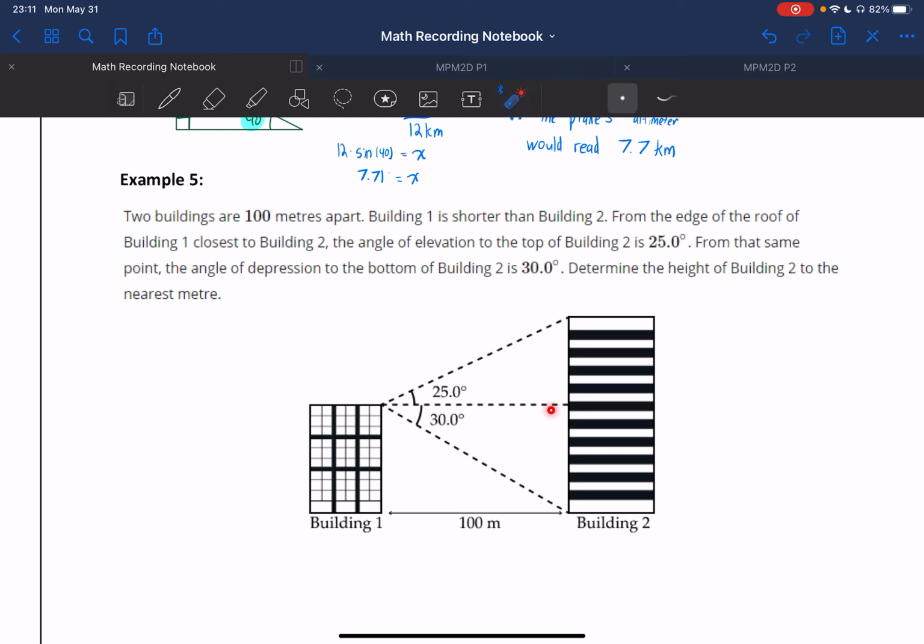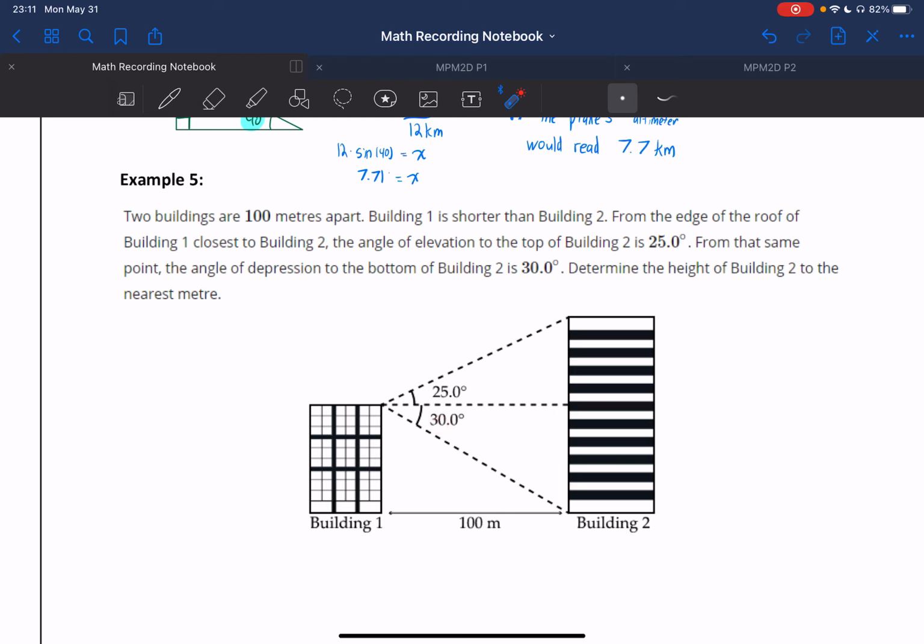so again, we have a horizon here, and then if we're looking up, that's the angle of elevation, is 25 degrees. From that same point, the angle of depression, so looking down to the bottom of building 2, is 30 degrees. Determine the height of building 2 to the nearest meter.